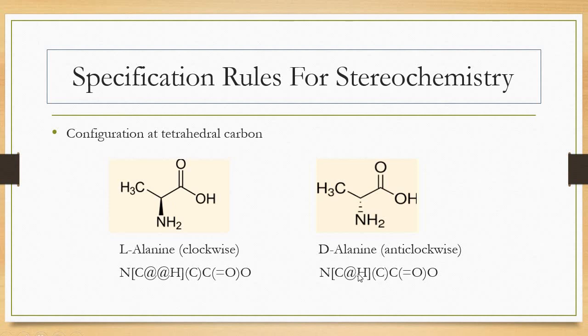But if we see this string and there is 1 @ sign, what does 1 @ sign represent? It represents that when viewed from nitrogen along the bond to the chiral center, the sequence of substituents, that is the hydrogen, methyl carbon and the carboxylate, appears anti-clockwise. Because this is anti-clockwise, it is D-alanine, and because it is clockwise, it is L-alanine. So we represent this by using the @ sign.